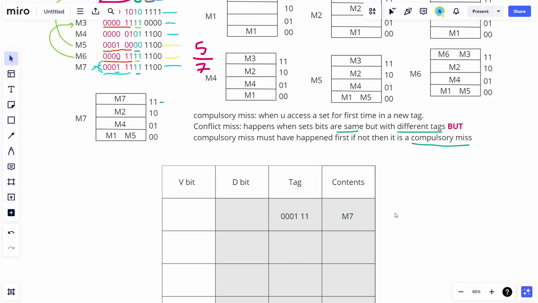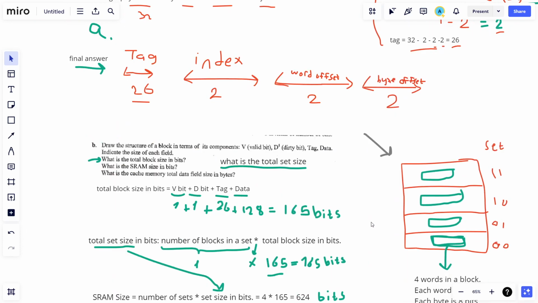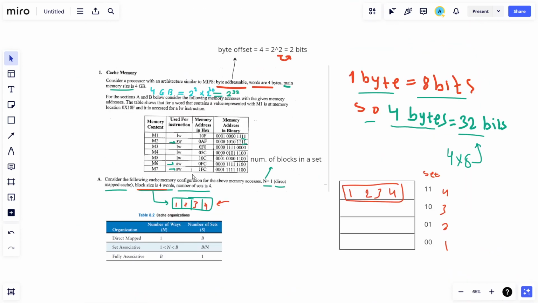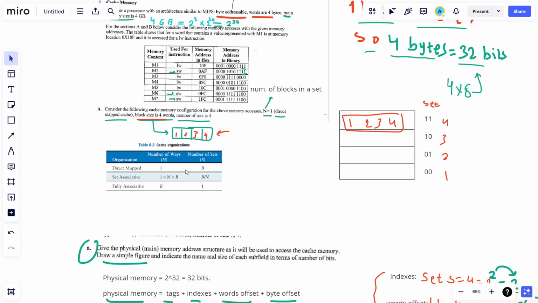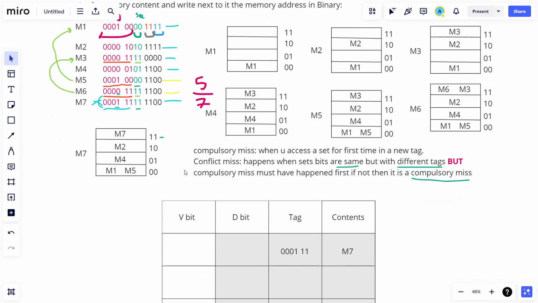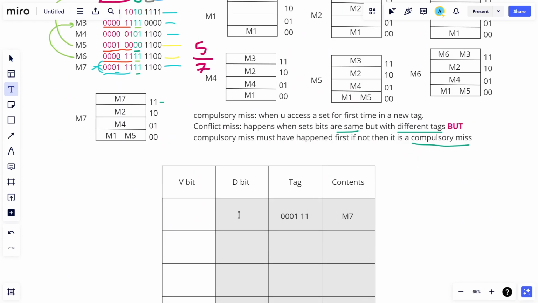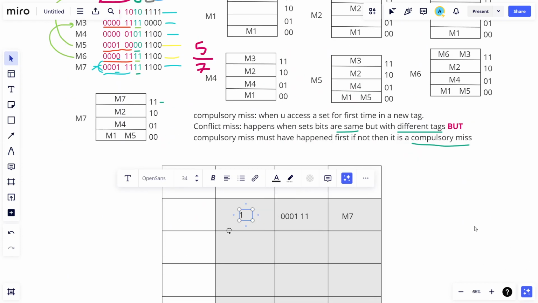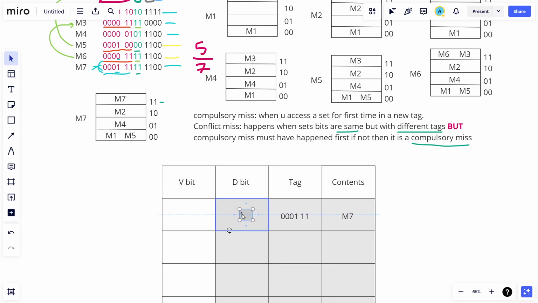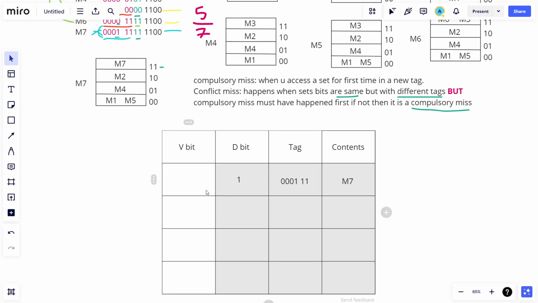Alright. Now, what is dbit? Remember when I was here and I told you dbit is when you literally store word? So all you have to do is go back and check it. Does M7 store word? Yes, it does store word. So dbit is going to become 1. So I'm going to write 1 over here. Yep, it's dbit.